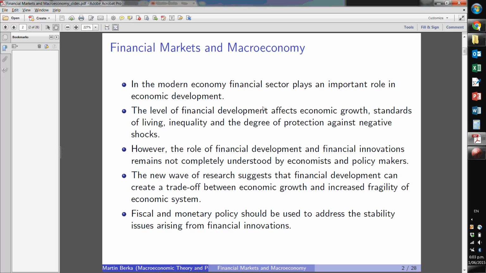All right, so fiscal and monetary policy should also be used, as we will conclude, to address issues that arise from financial fragility or stability. And this is very much an evolving issue. These topics are in the forefront of both the macroeconomic debate and, more importantly, maybe policy making.